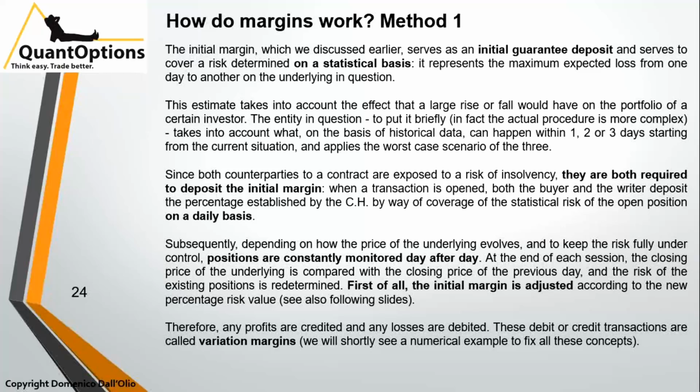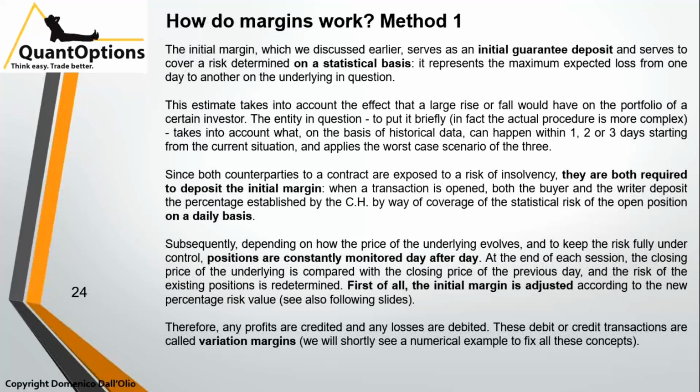Since both counterparties to a contract are exposed to a risk of insolvency, they are both required to deposit the initial margin. When a transaction is opened, both the buyer and the writer deposit the percentage established by the clearinghouse by way of coverage of the statistical risk of the open position on a daily basis. Subsequently, depending on how the price of the underlying evolves, and to keep the risk fully under control, positions are constantly monitored day after day.